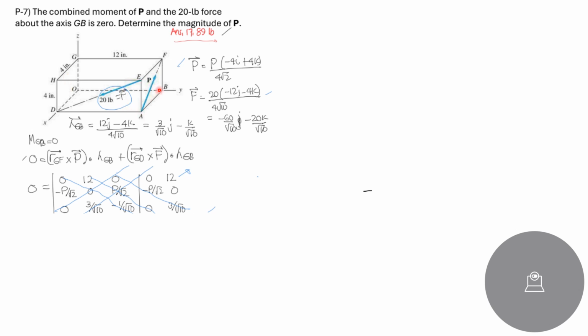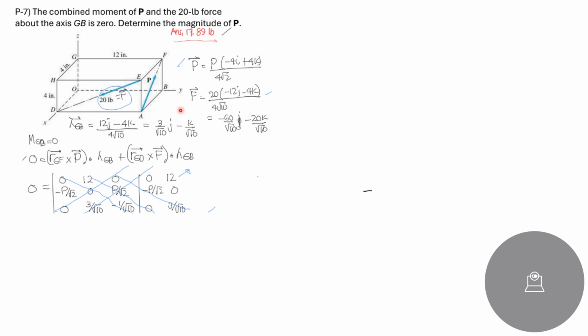negative 4 in the negative x direction, so negative 4i, then going up in the z direction also 4, divided by square root of 4 square plus 4 square, which is 4 square root of 2. Then F, which is this 20 pounds, I denoted it with F. It is directed down along the z-axis, so negative 4k, negative 4 inches, then to the left along the y-axis, so negative 12j, divided by square root of 12 square plus 4 square, so that would be 4 square root of 10.